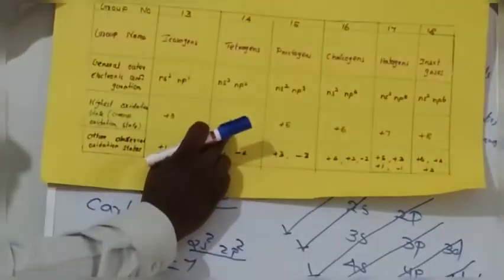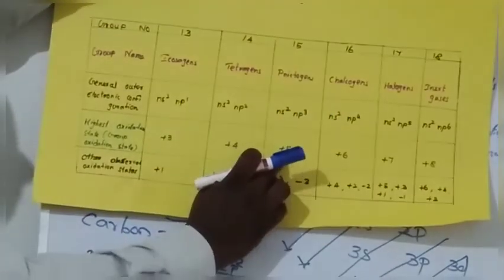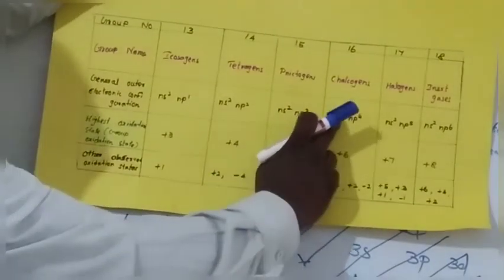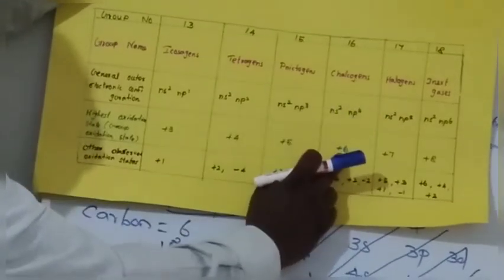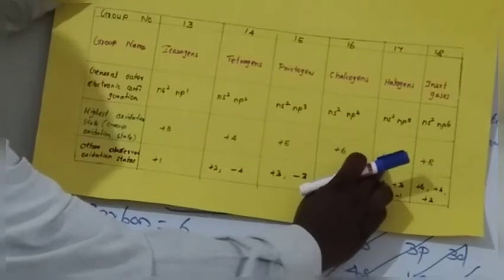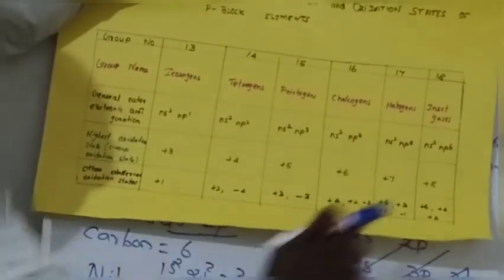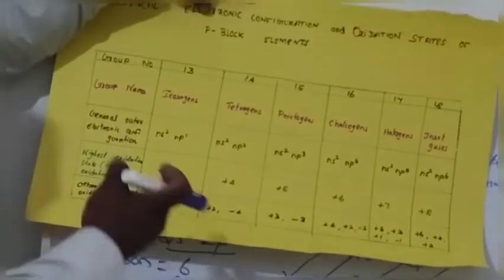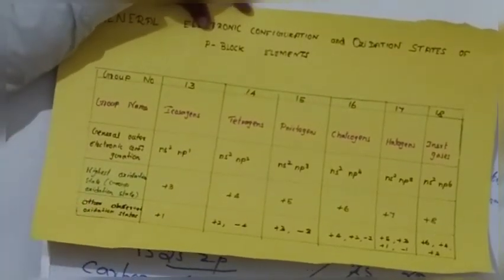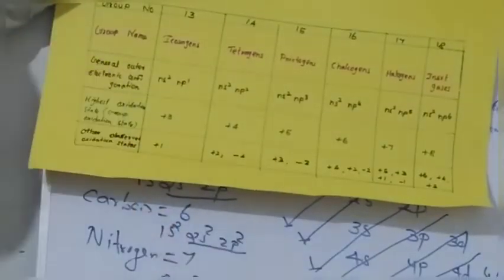Next one, 14th group, 2 plus 2, that is 4. Next, 15th group, 2 plus 3, 5. Chalcogen family, 2 plus 4, 6. Then 17th group, 2 plus 5, 7. 18th group, 2 plus 6, 8. That is the oxidation state. And as per the theoretical explanation, if other oxidation states are also there, refer to the textbook and learn this. It's very important for the one-word question.